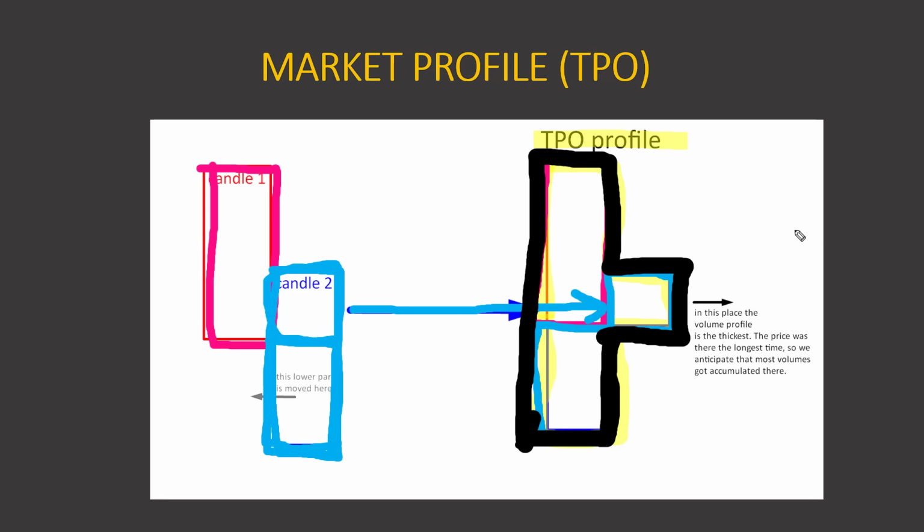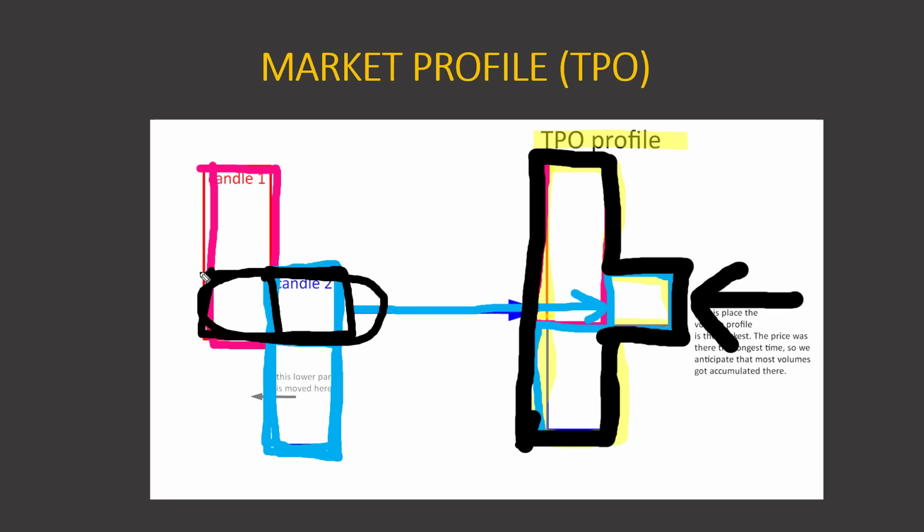So the TPO tells you that at this price level, the volumes were the heaviest. The reason is that the price stayed at this place the longest time. It stayed at this place in this candle, and also it stayed at this price level in this candle, alright? So the longer the price stays at some price level, the heavier volumes get traded there. That's the logic of how the TPO profile is calculated.